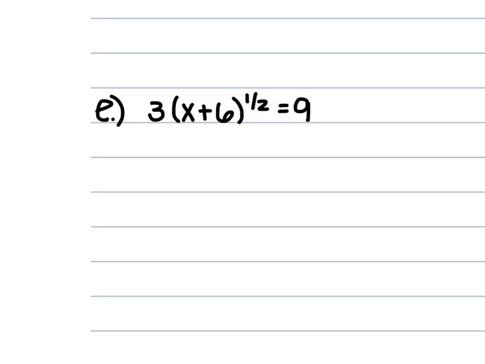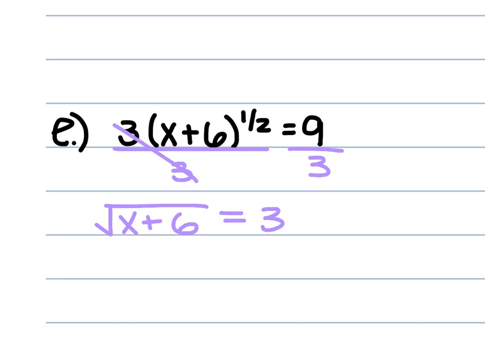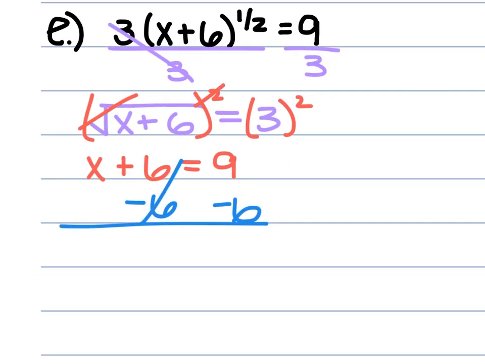For E, we have 3 times x plus 6 raised to the 1/2 power is equal to 9. So we're going to start by dividing each side by 3 and rewriting this as x plus 6 underneath the radical sign is equal to 3. From here, square both sides. Get rid of the radical in the exponent. So x plus 6 is equal to 9. Move this 6 over by subtracting it. And you have x is equal to 3. Check it. The square root of 3 plus 6 is the square root of 9. The square root of 9 is 3. We're good.